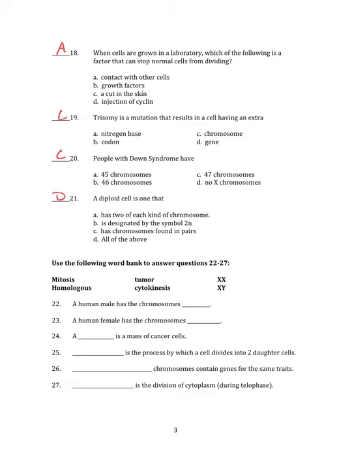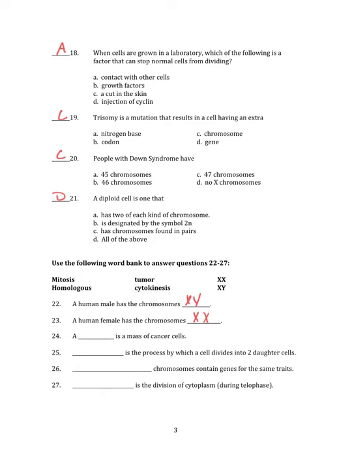Number 22, a human male has the chromosomes X and Y. So remember, a male karyotype will have an X chromosome and a Y chromosome. A human female will have chromosomes XX. And so if you see a karyotype of a female, there should be 2 chromosomes that are the same size, because they're both X chromosomes in that position on the karyotype.